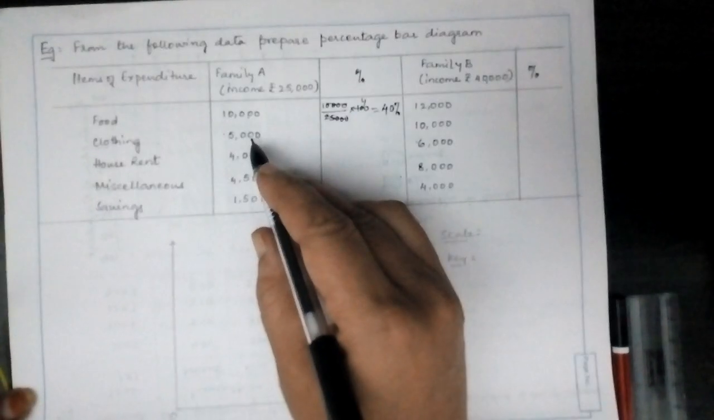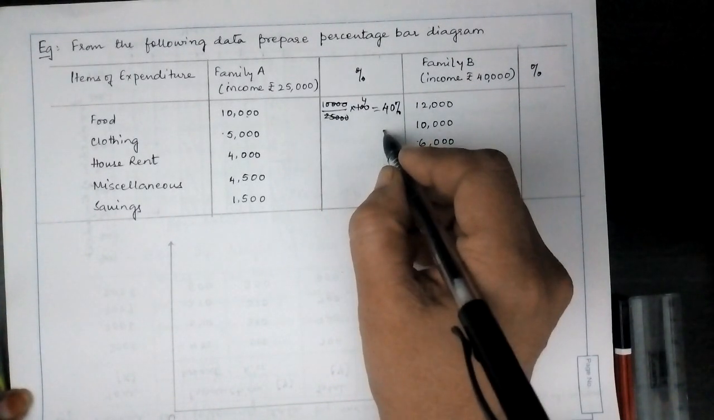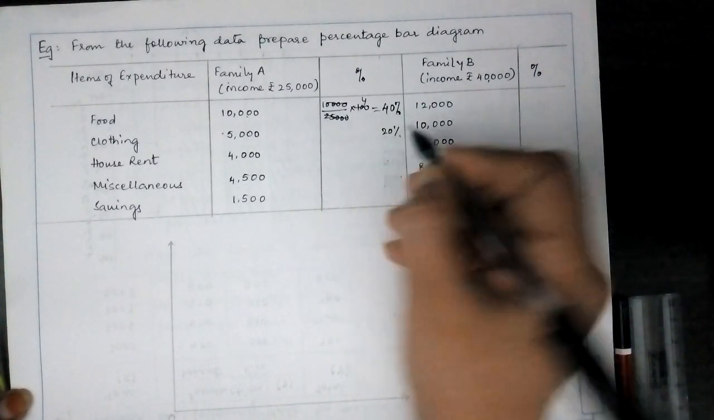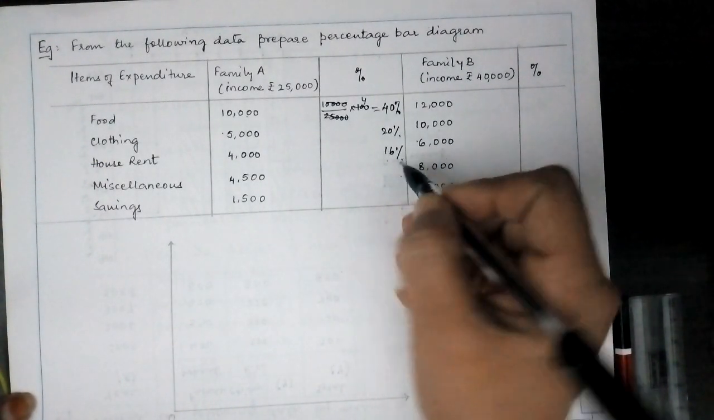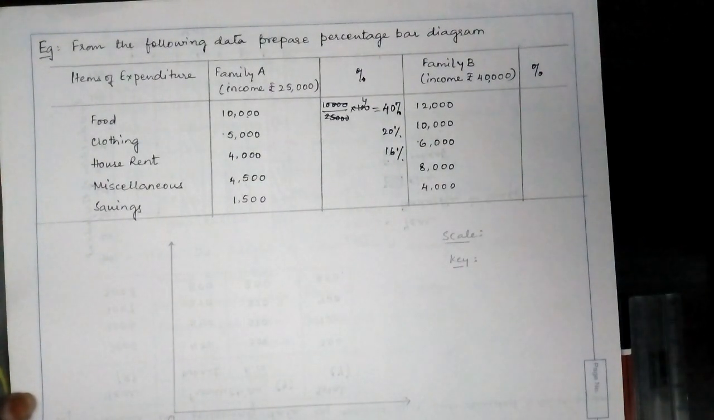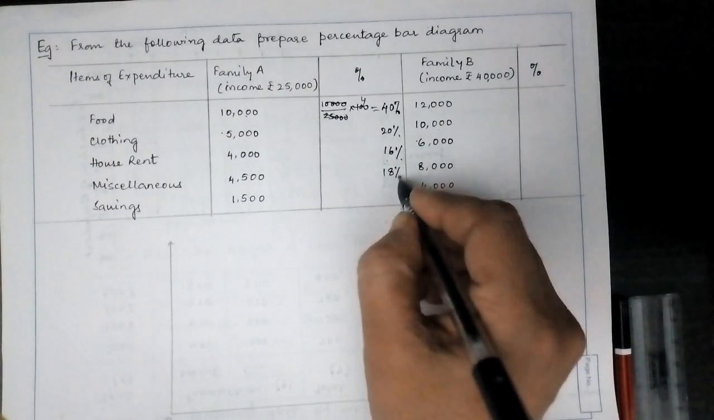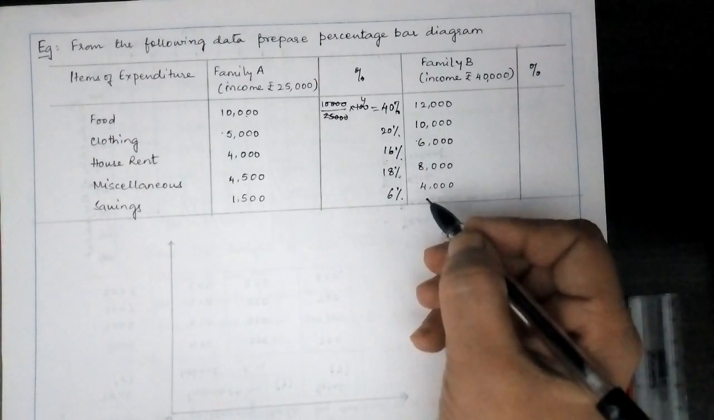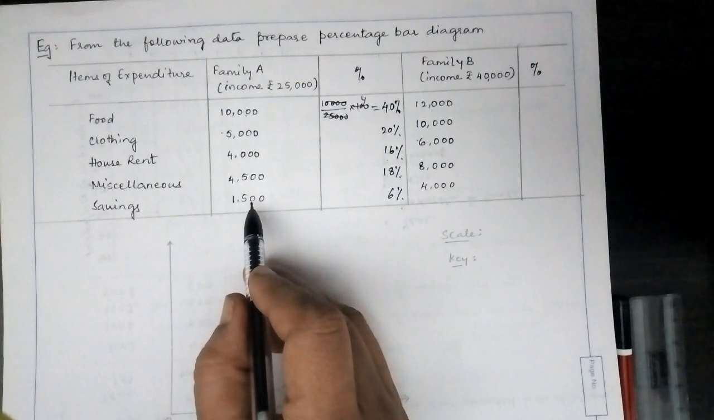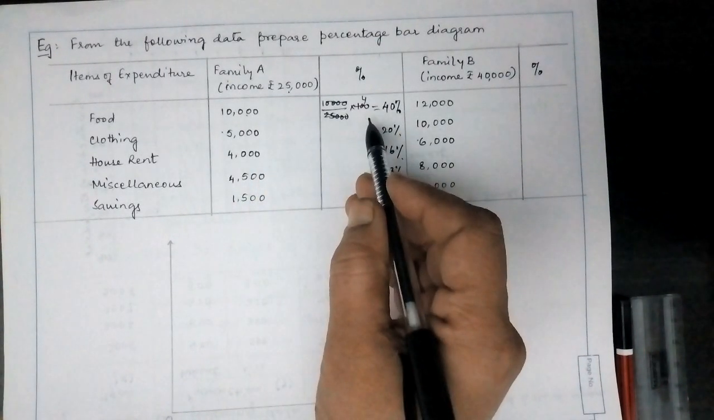Similarly, 5,000 will give us a percentage equal to 20%, since 5 fours are 20. Then here it will be 16%, and 4,500 gives 18%, and 1,500 will give us 6%. So how do you calculate? You write this number in the numerator, divided by the total, into 100.